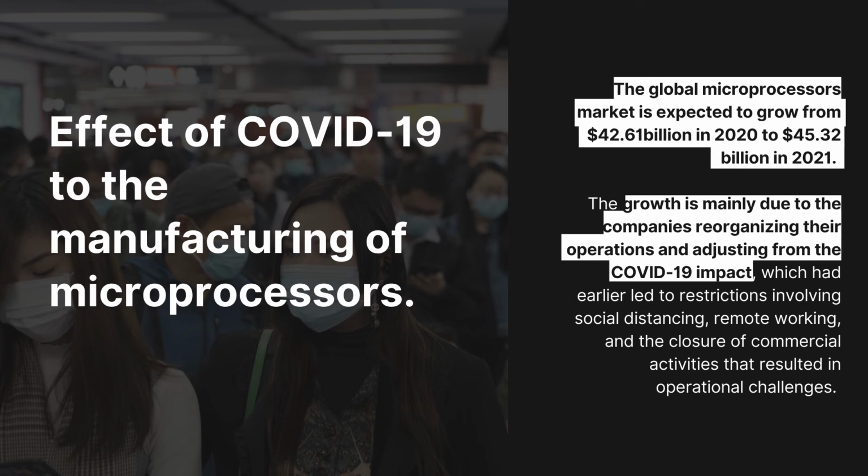Effect of COVID-19 on the manufacturing of microprocessors. The global microprocessors market is expected to grow from $42.61 billion in 2020 to $45.32 billion in 2021. The growth is mainly due to companies reorganizing their operations and adjusting from the COVID-19 impact that had earlier led to restrictions involving social distancing, remote working, and the closure of commercial activities that resulted in operational challenges.